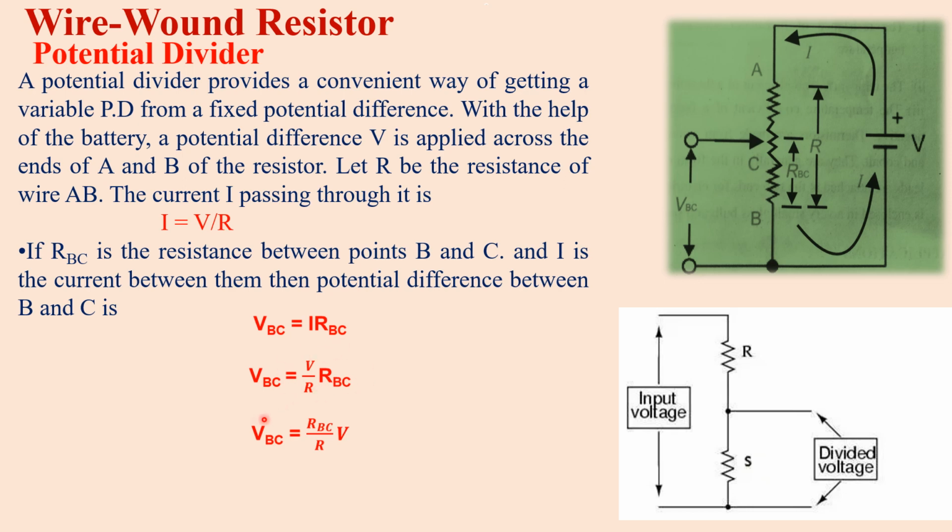Hence, the potential difference across point B to C, V_BC is equal to R_BC divided by R into V. Value of R_BC divided by R may vary due to the position of sliding contact C. When we move sliding contact C towards B, length of the resistance decreases, so we get smaller value of resistance, and when we move sliding contact towards A, length increases, hence we get larger value of resistance.